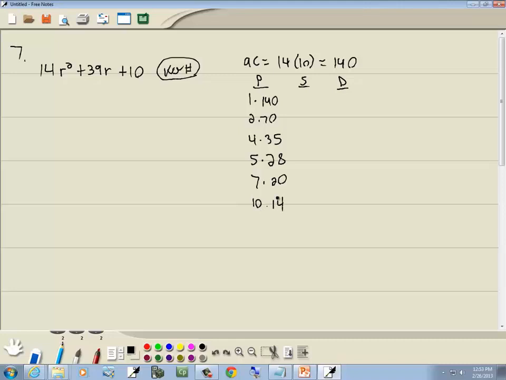Let's see. 140 divided by 11? No. 140 divided by 12? No. Next one to go. So that appears like that's all of them.